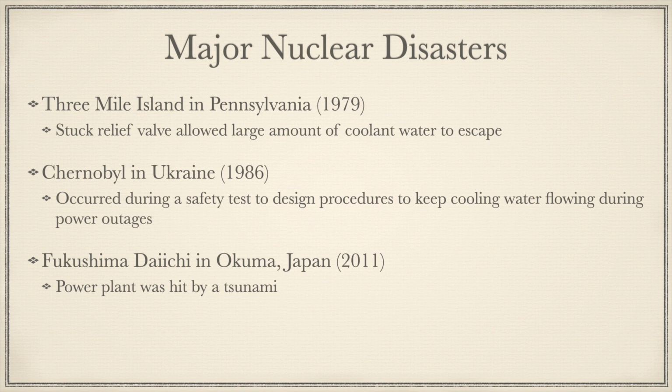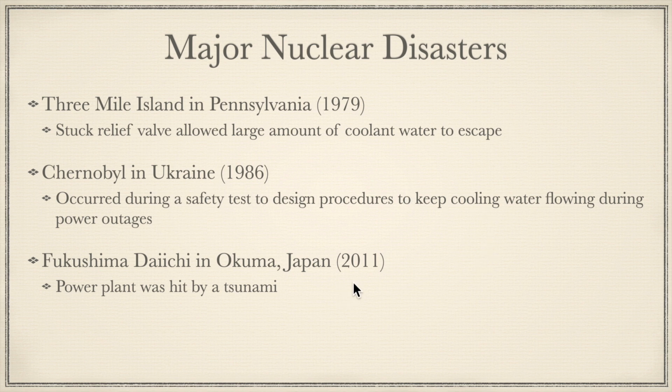You had Chernobyl in Ukraine in 1986. This occurred during a safety test to design procedures to keep cooling water flowing during a power outage. And in this case, the entire reactor melted down. There were fires at the plant. There was a large release of material, and actually this area of Ukraine is still not really habitable.